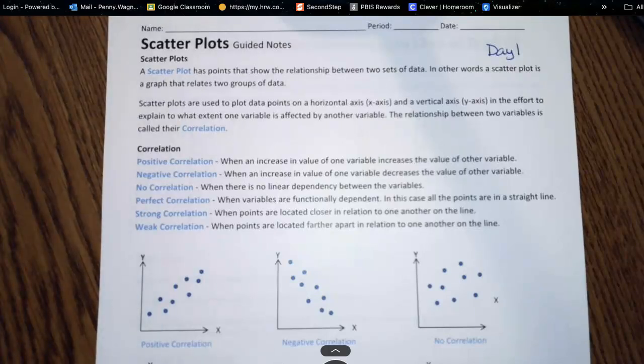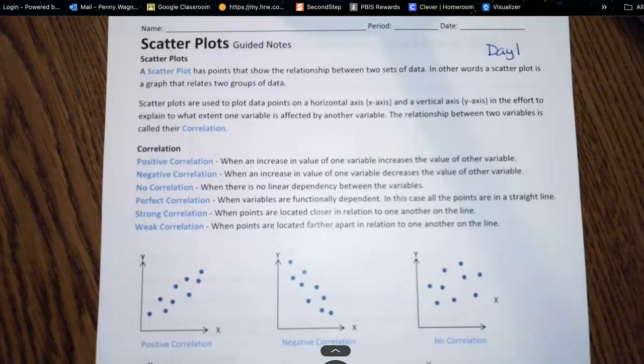Scatter plots are used to plot data points on the horizontal or x-axis and a vertical axis, which is also called the y-axis, in an effort to explain to what extent one variable is affected by another variable. The relationship between the two variables is called their correlation. So we have several different correlations. We have a positive correlation.